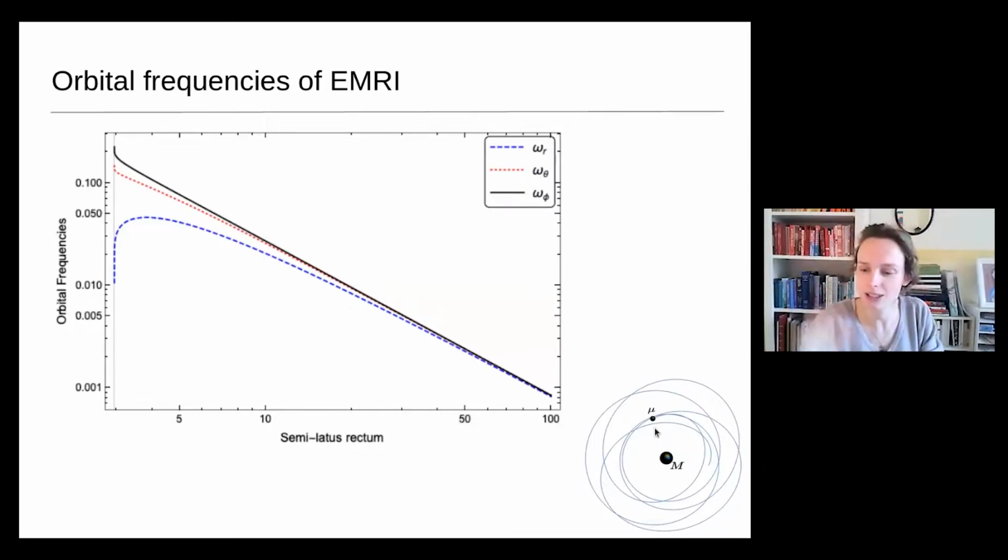But in GR, this MRI system is highly relativistic. We in fact need 3 frequencies to describe the orbit of the small guy going around the central one. Of course, if I'm far away from the central black hole, whenever my semi-latus rectum is large, these 3 frequencies are essentially the same, just as in Newtonian gravity. But as I get closer to the central black hole, these 3 start to be different, and get more and more different as I get closer to plunge into the black hole.